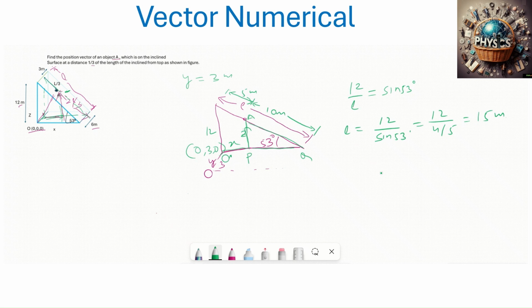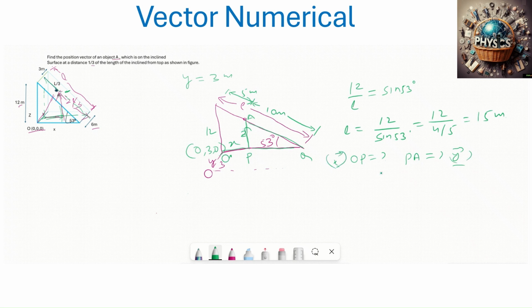Now here, if I find OP, I need to find what is OP. That is one question for me. And then next I need to find what is PA. PA. And then I'm done actually. So I know how much I need to move in the X direction and how much I need to move in the Z direction, right? So with this, I'm done.